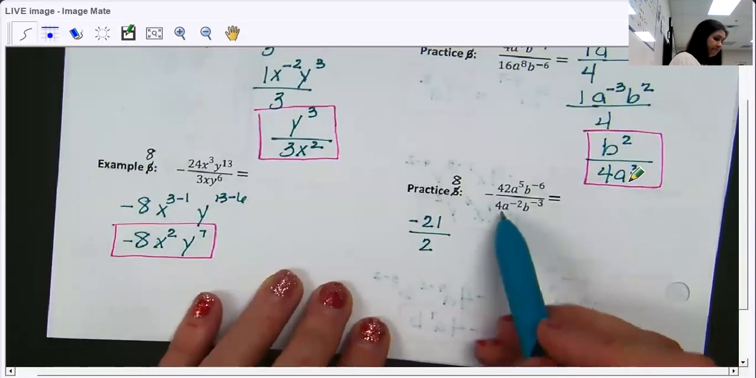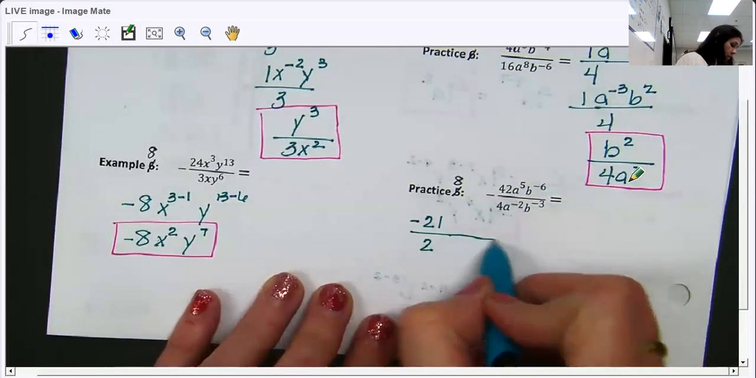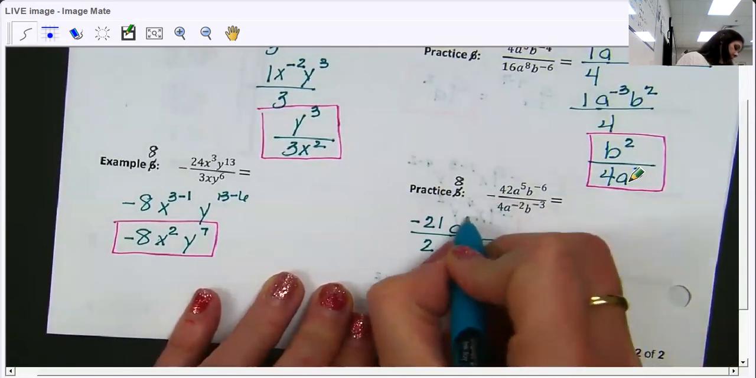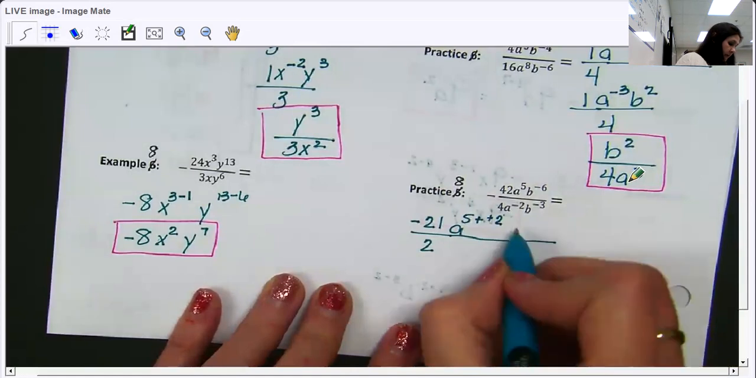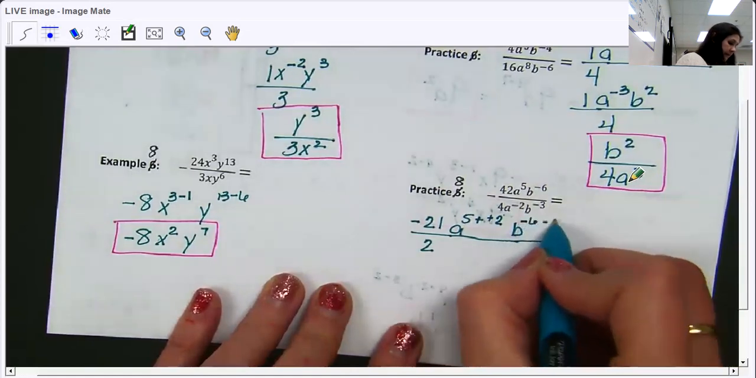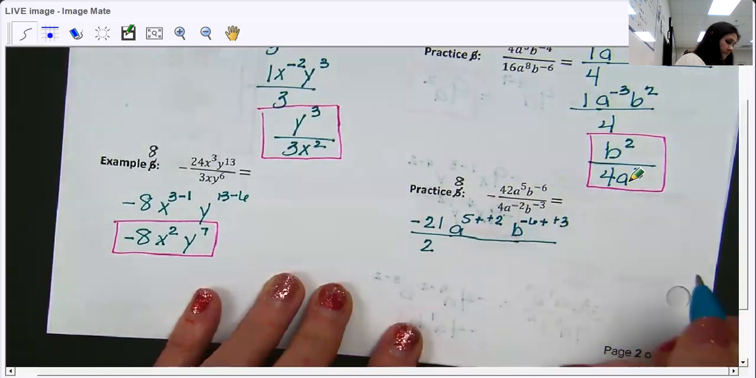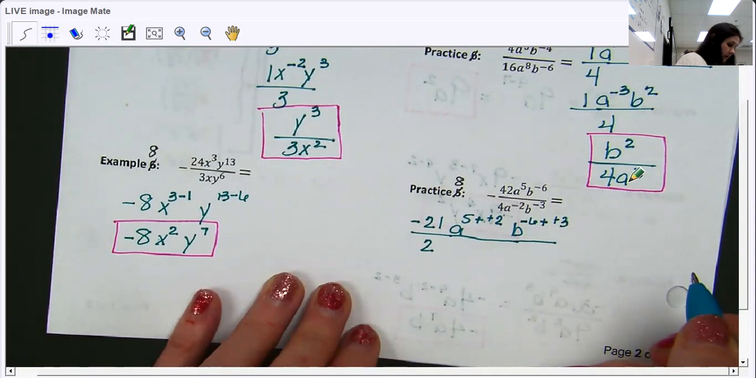Okay, so we have simplified the coefficients. So now let's work on our variables and exponents. A to the power of 2 minus a -2 makes it plus a positive. And b to the power of -6 minus a -3, which is plus a positive 3. So when we simplify this, we have -21, a to the power of 7, b to the power of -3, all over 2. And now we need to move the b to the -3 to the bottom. So we have -21, a to the power of 7 over 2, b to the power of 3.